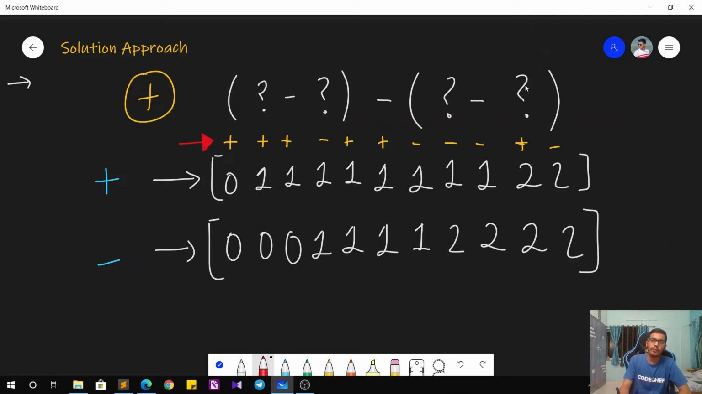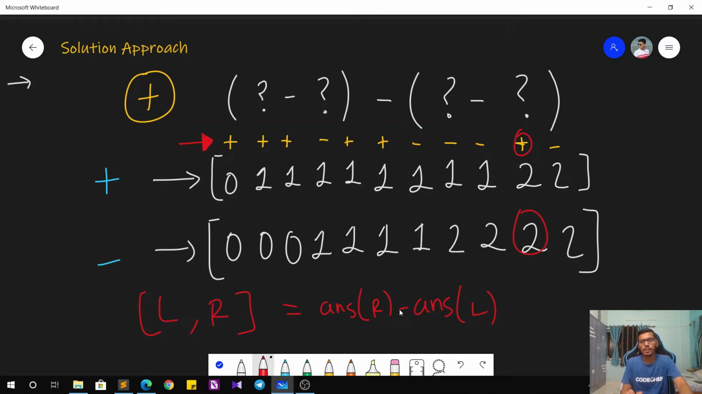That is why once we have this array computed, if someone gives us the substring L comma R, we can directly say the answer is going to be whatever is the answer at R minus whatever is the answer at L. So answer at R is the corresponding sign's answer number, and the answer at L is whatever is the corresponding sign over L. So in this manner, we can solve this problem using stack.